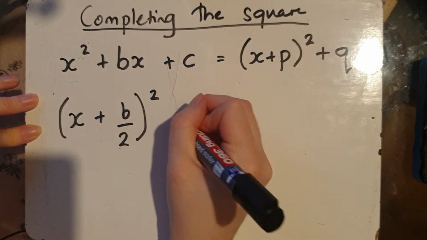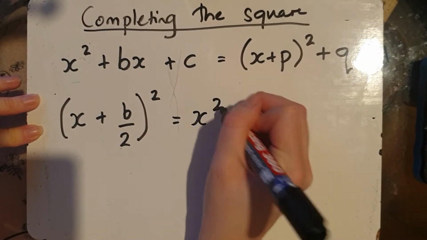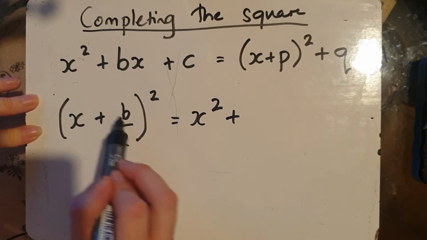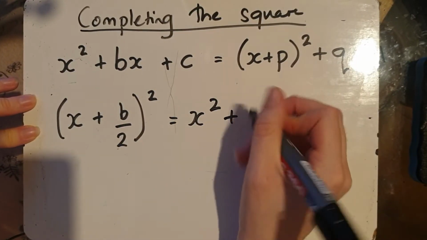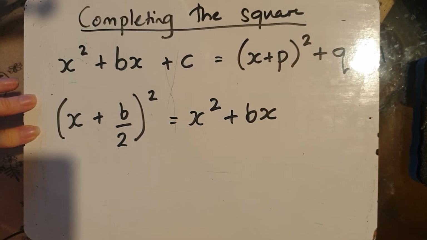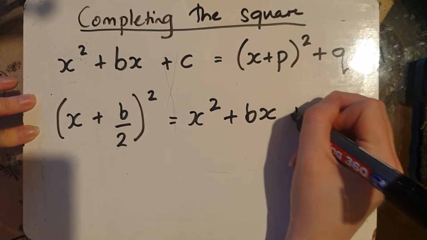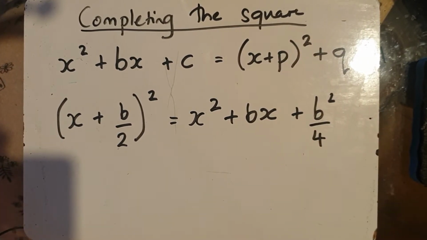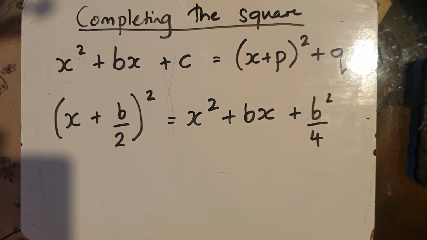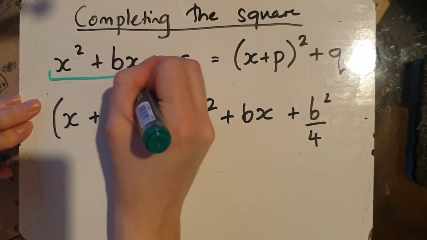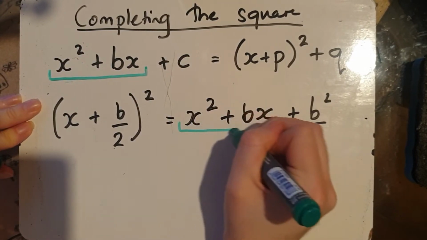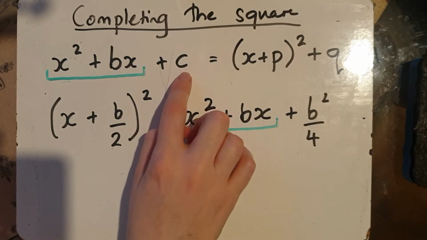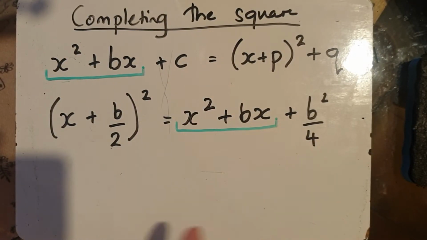So if I expand this out, I would get x squared plus b over 2x plus b over 2x, so twice, that would give me the bx back. But then I would get b squared over 4. So this bit matches. But we need to figure out c, and we've got b squared over 4.